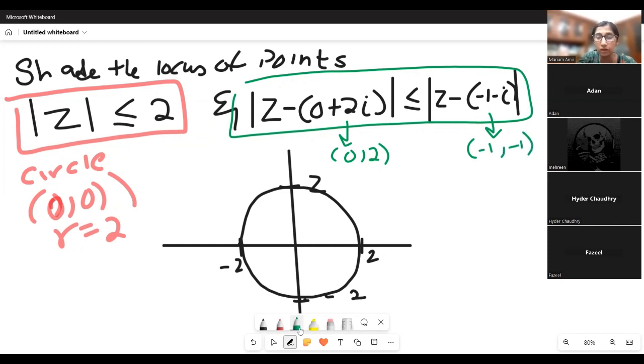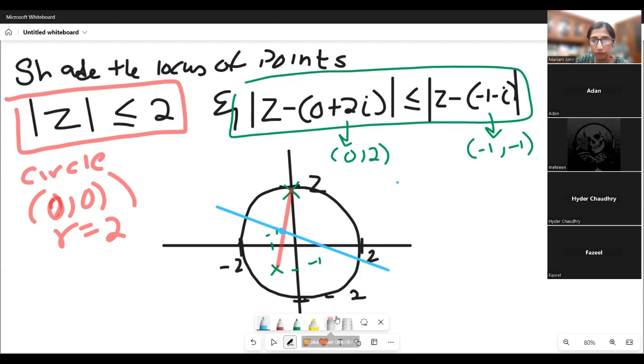Let's plot these points first. (0, 2) is here, and the other one is (minus 1, minus 1), right there. Yes, these are the 2 points. And we're going to sketch the perpendicular bisector of these 2 points. So you're going to use a ruler to give you a better idea. Take the midpoint, let's say roughly over here, and then make a 90-degree line like this. Okay. Now that is the locus that is needed.